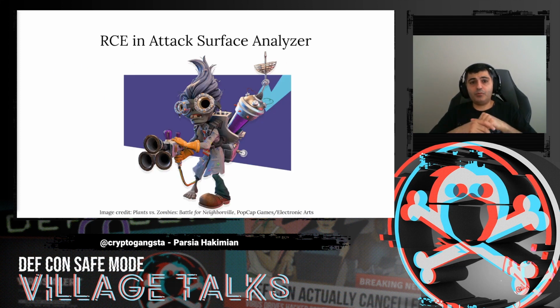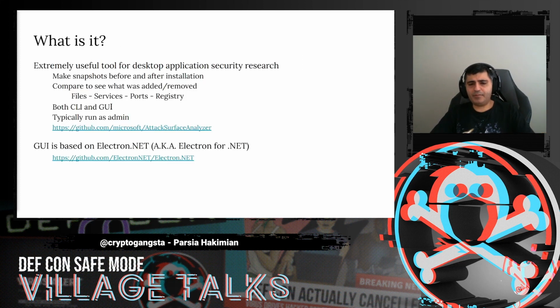Now I'm going to talk about one of my own bugs. It's a remote code execution in Attack Surface Analyzer, which is an open source Microsoft application. We're going to talk about version 2 of it, because it has two versions. When the second version was released, our CISO, who was one of the people who created the original app, said, "Oh, I worked on the original app," and I went and looked at what kind of app it is, and it's a very useful app for desktop security research.